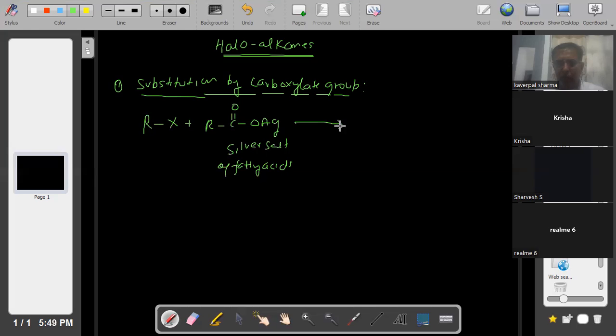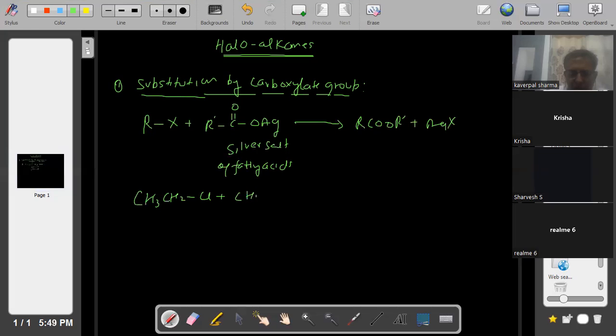You will get easily at room temperature RCOOR and then AgX. R is an alkyl group, and you can take CH3CH2Cl plus CH3COOAg, silver acetate.